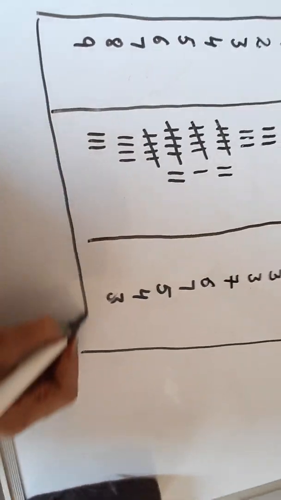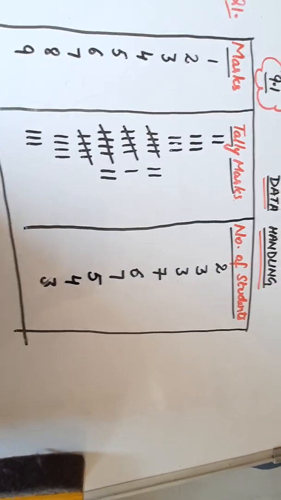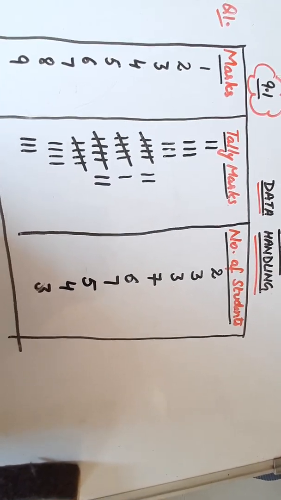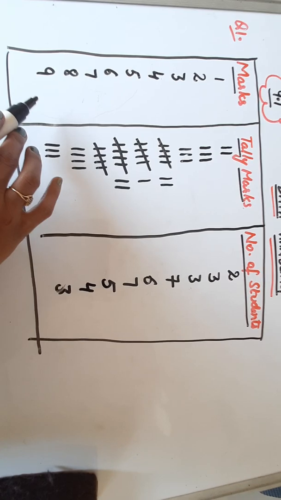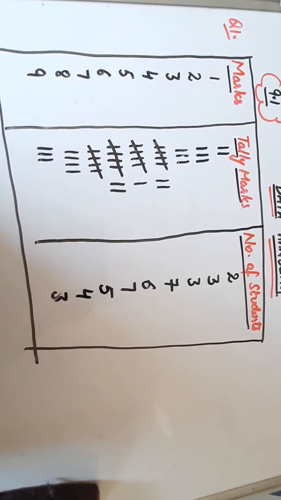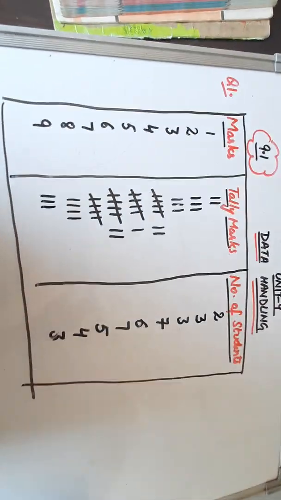Do not draw the table roughly. So this is the tally marks table, dear students. So 9 marks कितने बच्चों के आए? 3 from the detail. So 9 marks देख लेते हैं. 1 student, 2 students and 3 students. So in this way you can complete the table using tally marks.